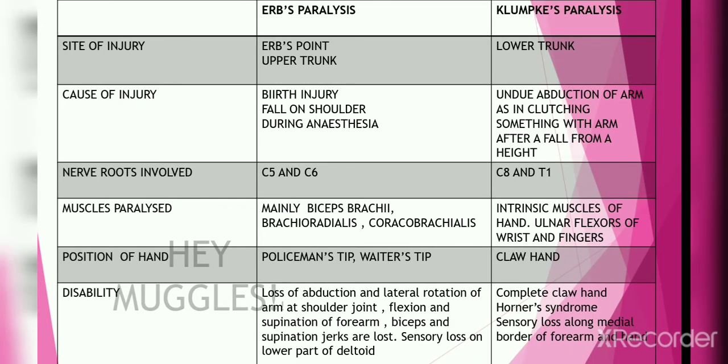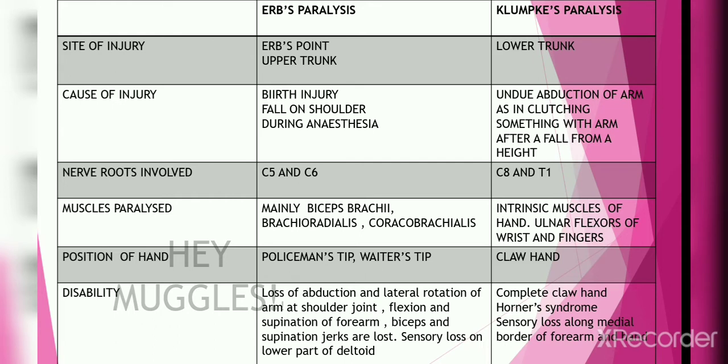So now coming to the muscles paralyzed. In Erb's paralysis, mainly biceps brachii, brachioradialis, and, I'm sorry, this is brachialis, this is not coracobrachialis, this is brachialis. So your biceps brachii, brachioradialis, and brachialis muscles are mainly paralyzed in Erb's paralysis. There are some other muscles also, like your deltoid and extensor carpi radialis longus. In Klumpke's paralysis, your intrinsic muscles of the hand and ulnar flexors of wrist and fingers are paralyzed.